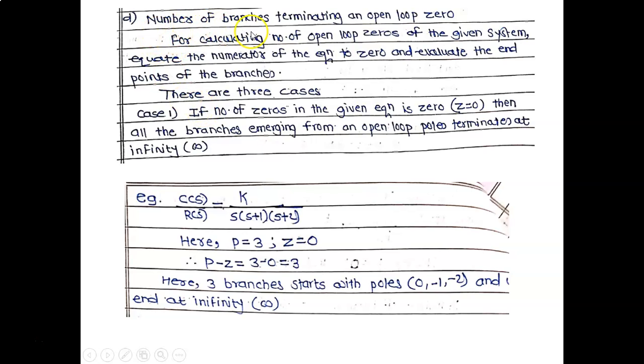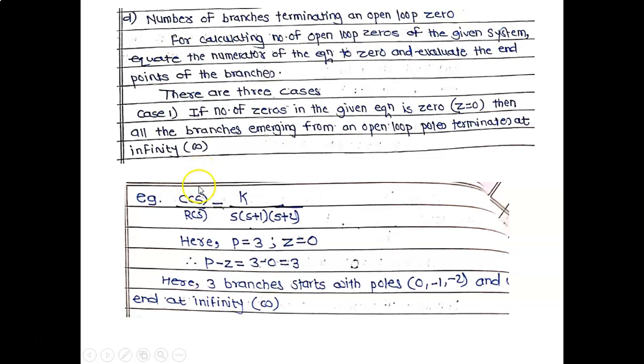Now next, the number of branches terminating at open loop zeros. For calculating the number of open loop zeros of the given system, equate the numerator of the equation to 0 and evaluate the endpoints of the branches. There are three cases. Case 1: if the number of zeros in the given equation is 0, that is Z is equal to 0, then all the branches emerging from open loop poles terminate at infinity.